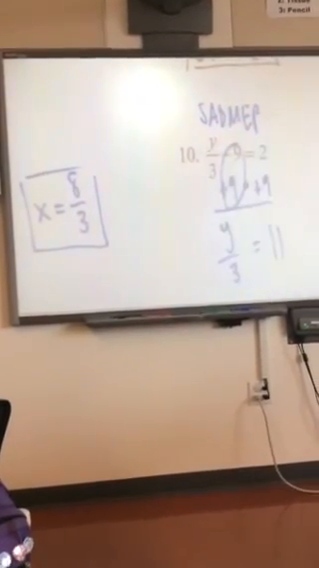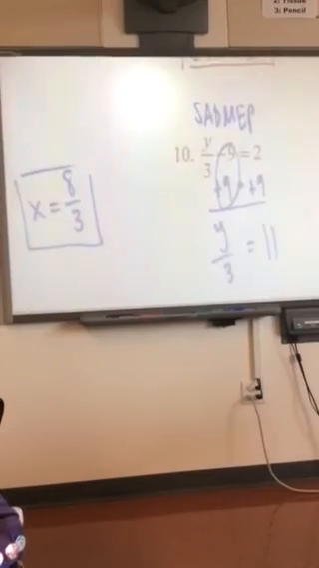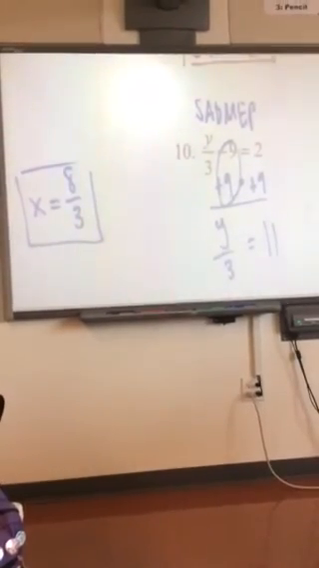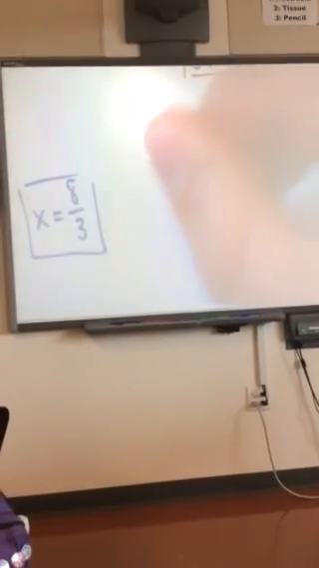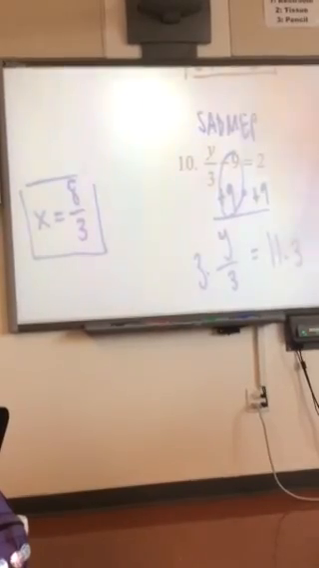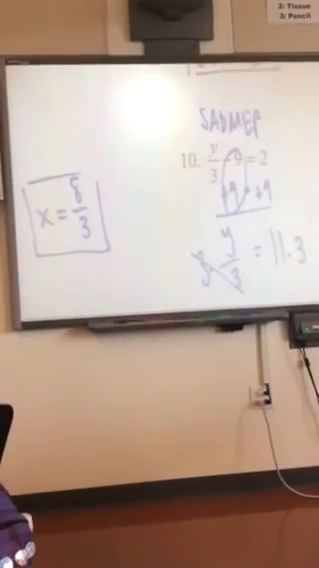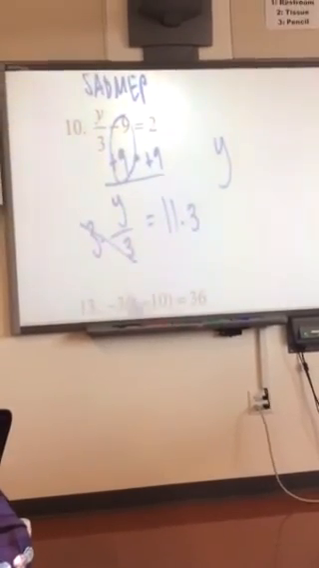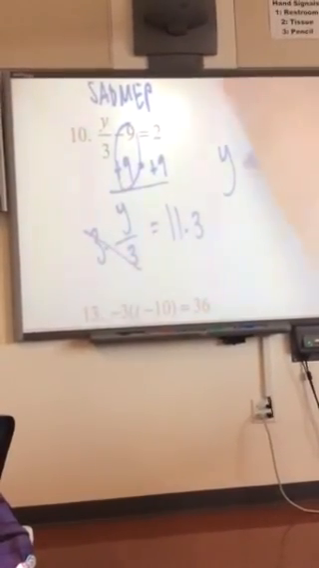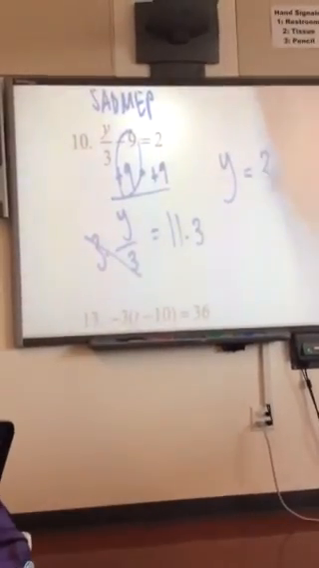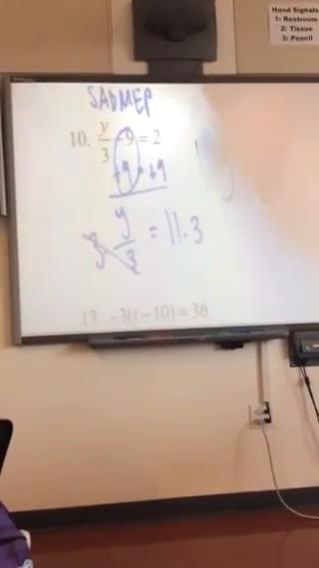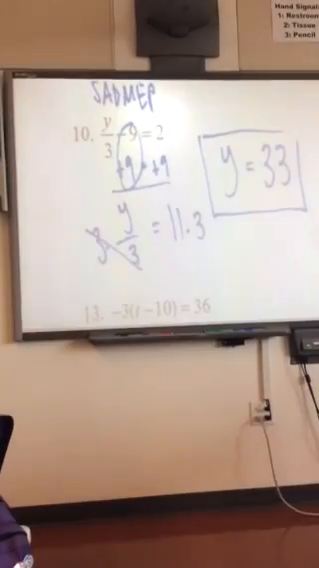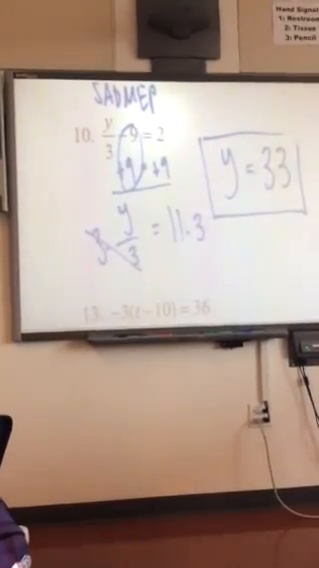Y over 3 on the left. And then this is y divided by 3. The opposite of dividing by 3 would be to multiply by 3, which we do on both sides of the equation. That cancels out to make 1. So we have y by itself on the left side here. And then 11 times 3 makes 33. You can stop here.